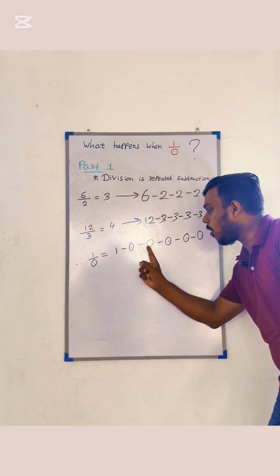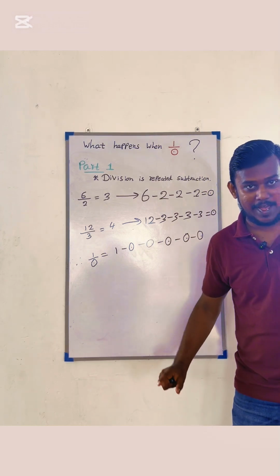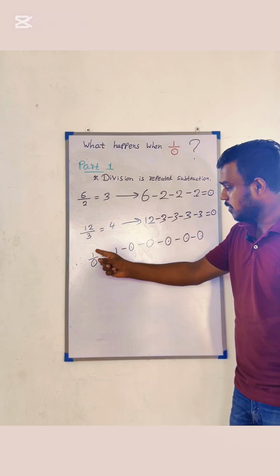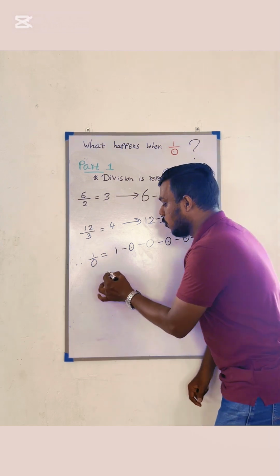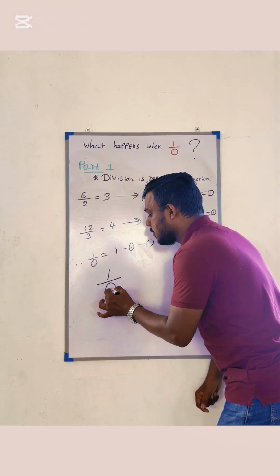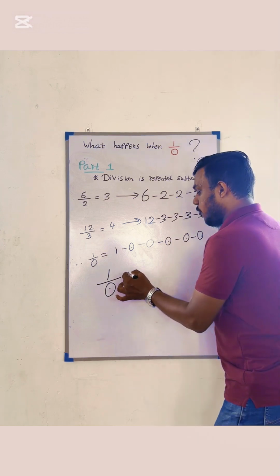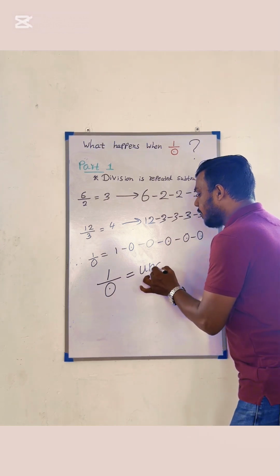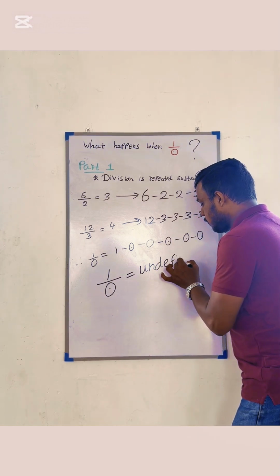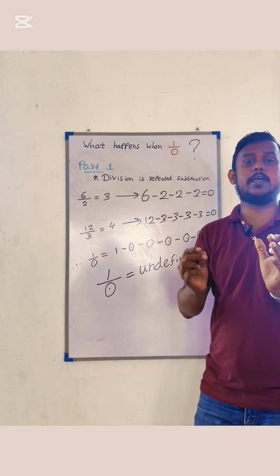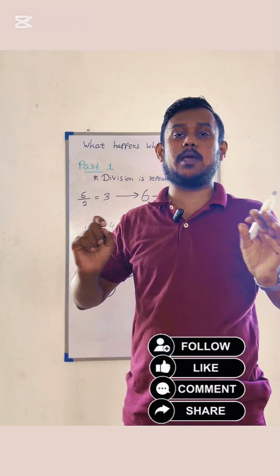Therefore, you can't count how many zeros will be there, right? Which means there will be no answer for 1 divided by 0, right? Therefore, we identify it to be undefined. That is why you can't divide by 0 in mathematics.